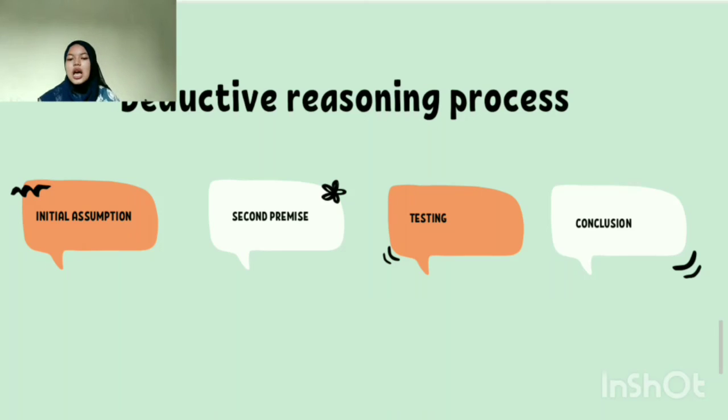Testing. Next, the deductive assumption is tested in a variety of scenarios. And the last, conclusion. Based on the result of the test, the information is determined to be valid or invalid.